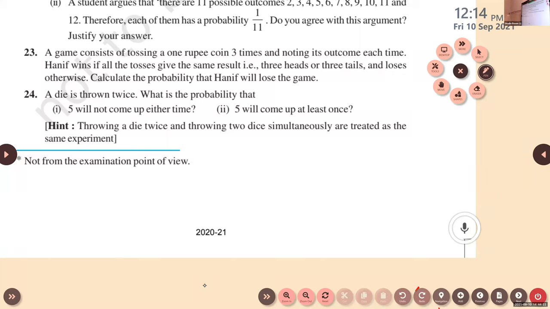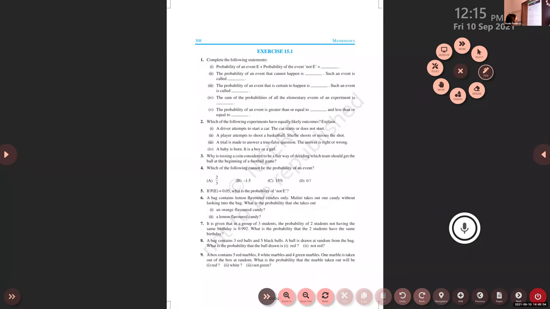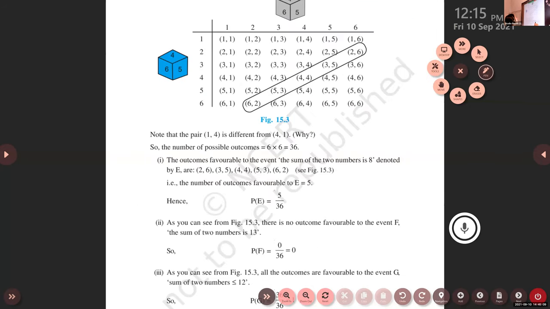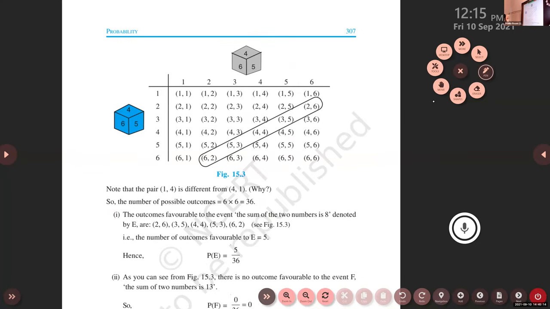A die is thrown twice. What is the probability that 5 will not come up either time? You can check your table that you have already written: 1 6, 1 2, 1 1, 1 3, and find out how many times 5 will not come up either time. Take that table and find out. How many times will 5 not come? Count.